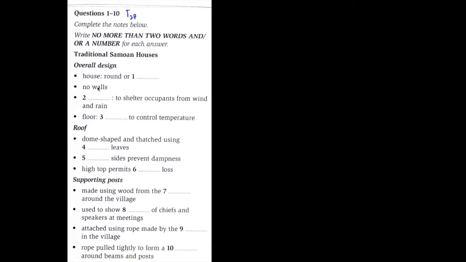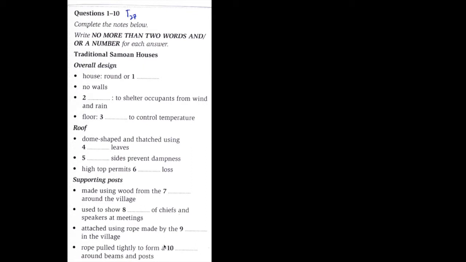The house has no walls, and since there are no walls, number 2 is used to shelter the occupants from the wind and the rain. And the floor is made of what? Blank. Number 3, to control temperature. Then you'd go through all of this. It would help that you listen to the audio yourself, so you know what to say to your students.